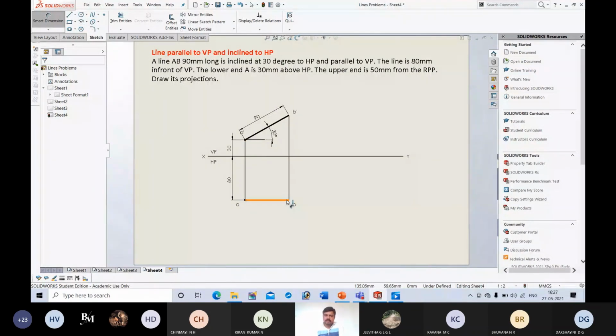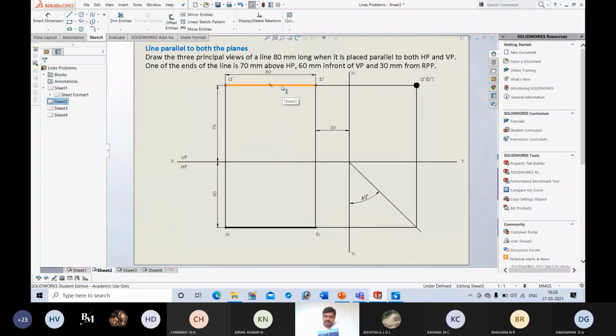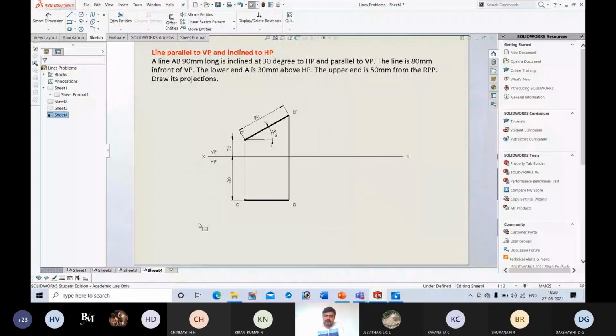If it is parallel to HP also, you are going to get the same length, 90 mm. Like in the first case, here it is parallel to HP. That's why you are getting 80 mm here also in top view. But in this problem, it is not parallel to HP, not parallel to XY line, it is parallel to VP. So in the top view it is parallel, but since it is making an inclination with HP, the view on HP at top view will have less length.